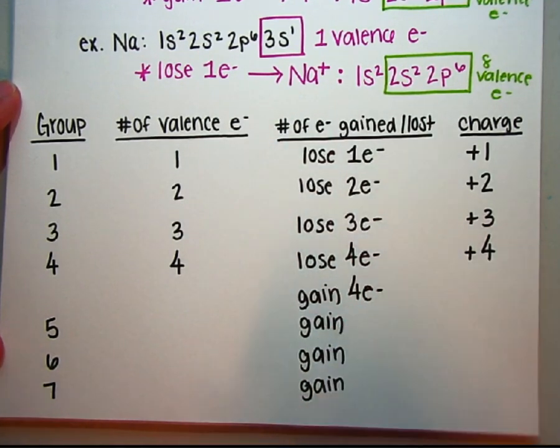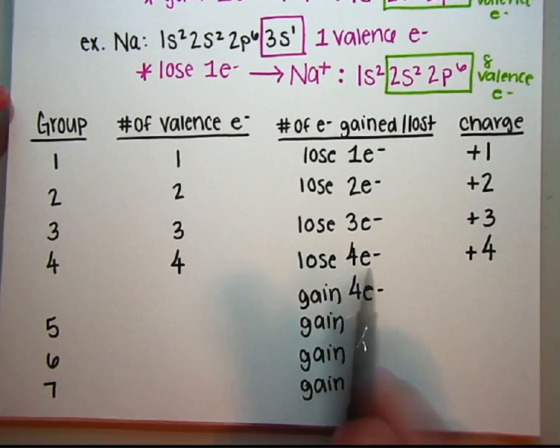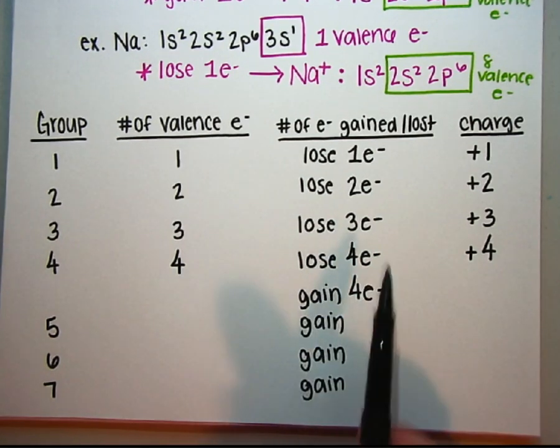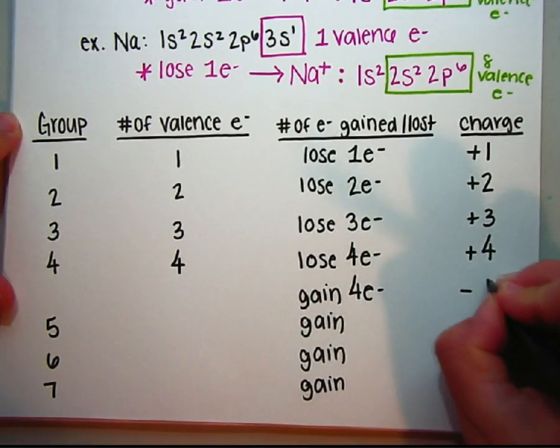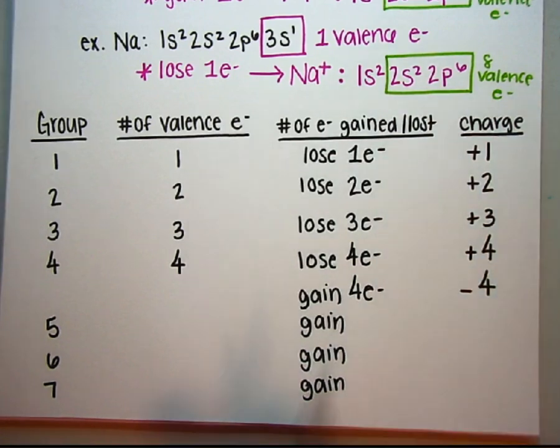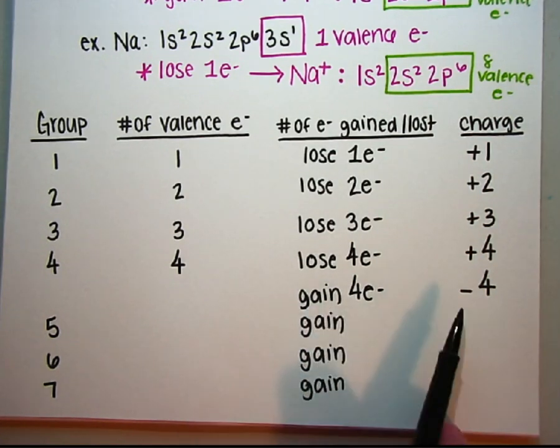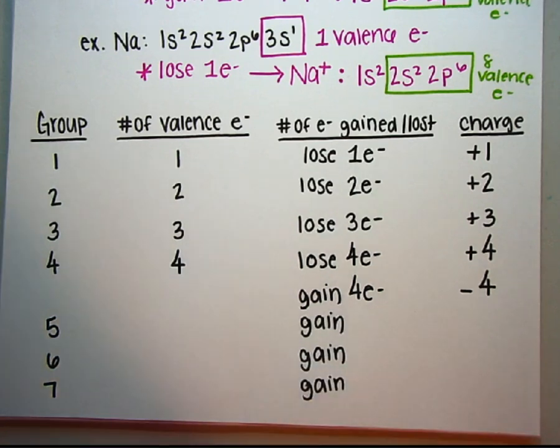So group 4 can go either way. We can either lose 4 electrons or gain 4 electrons. If we're losing electrons, the charge would be +4. If we're gaining electrons, the charge would be -4. So this sometimes confuses students. If we're gaining, well, why is it negative? Remember that electrons are negative. So if you're gaining electrons, it's like adding a negative, and it is going to become negative.